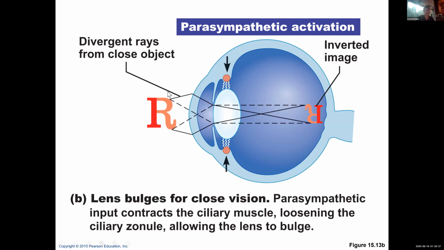So when we are looking at a close object, rays diverge from each other. They're not parallel. So we need the lens to bulge to be able to focus this object on the retina. What happens then? These ciliary muscles contract. Before, they were relaxed like this, and now they contract. Because they contract, these ciliary zonules relax, and when they relax, they cannot stretch the lens, and the lens is not flat anymore, so the lens bulges. This is parasympathetic activation, because when we're looking at a close object, muscles are activated by the parasympathetic system. We're relaxed, we don't need to look for danger that comes from far away, we're just looking at close stuff.